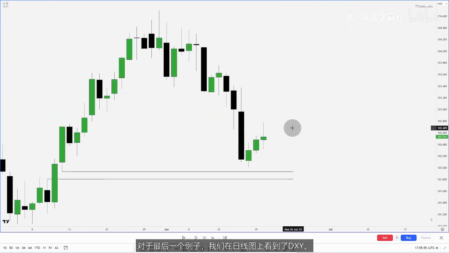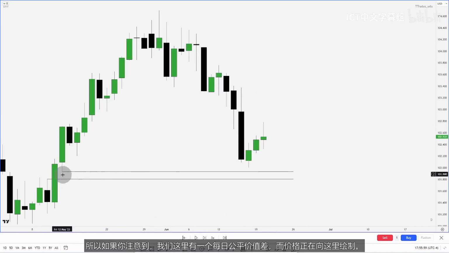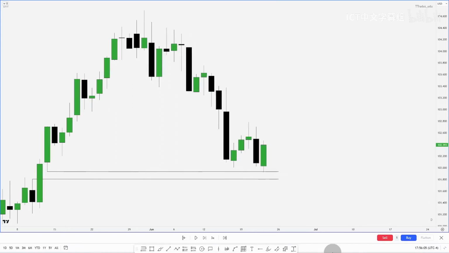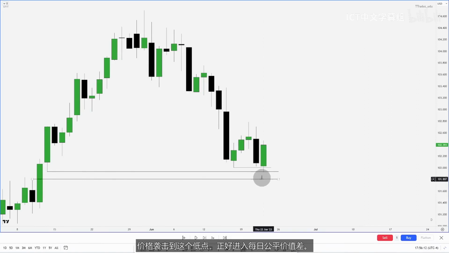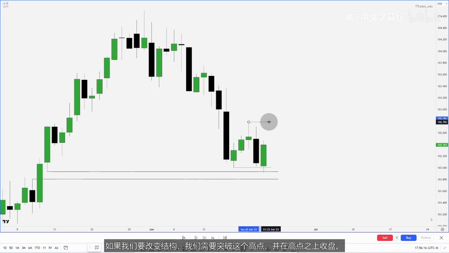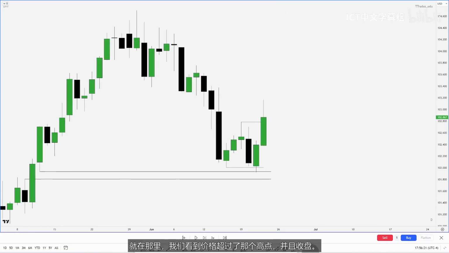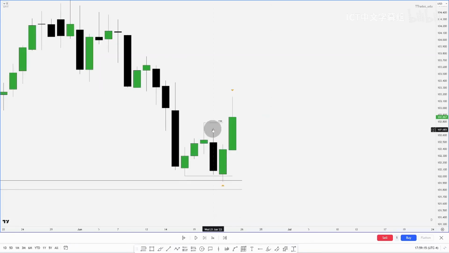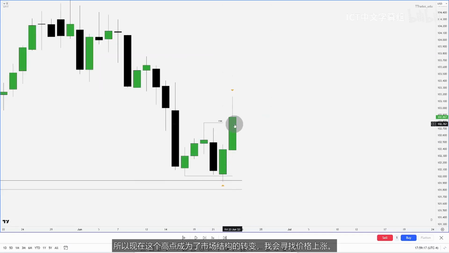For this last example, we are looking at DXY on the daily chart. So if you notice, we have a daily fair value gap over here, and price is drawing to here. So let's see what happens. Price raids this low right here into the daily fair value gap. If we are going to shift structure, we would need to break this high right here and close over it. Right there, we get a nice move over that high and closing. So now this high becomes a market structure shift, and I will look for price to go higher.